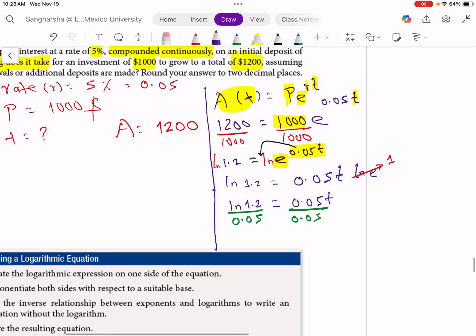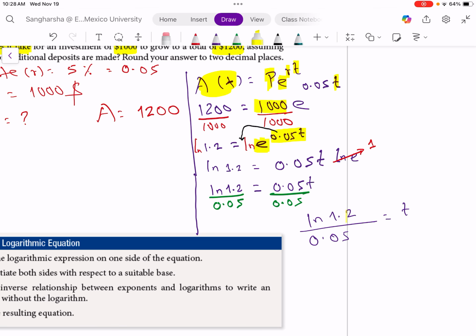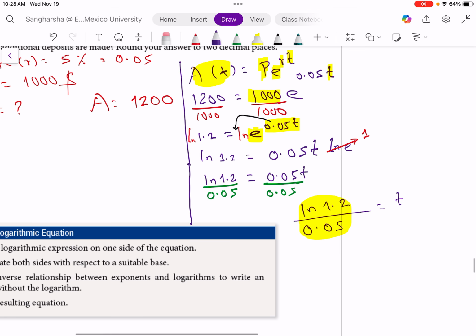Now, so we have ln of 1.2 divided by 0.05 equals t. Now I need your help here. Can you use your calculator and find the value of this? Make sure you are using natural log: ln of 1.2 divided by 0.05. And if you need help entering this correctly on your calculator, let me help you, okay?